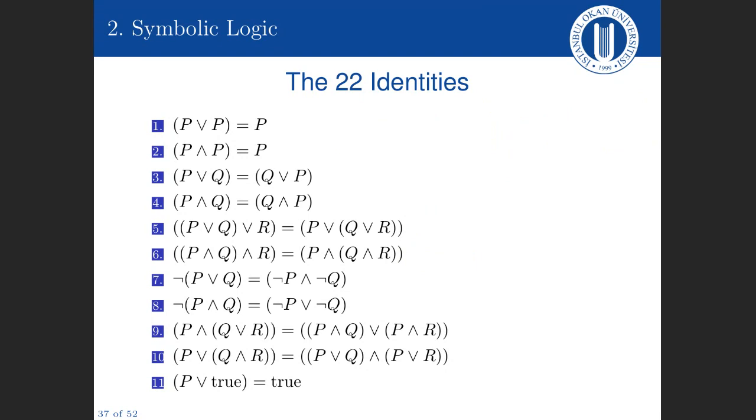For 7 and 8, we can take a NOT symbol inside a bracket. NOT P or Q becomes NOT P, and we get NOT Q, but we have to change the symbol. OR becomes AND, or AND becomes OR. NOT P or Q is the same as NOT P and NOT Q.